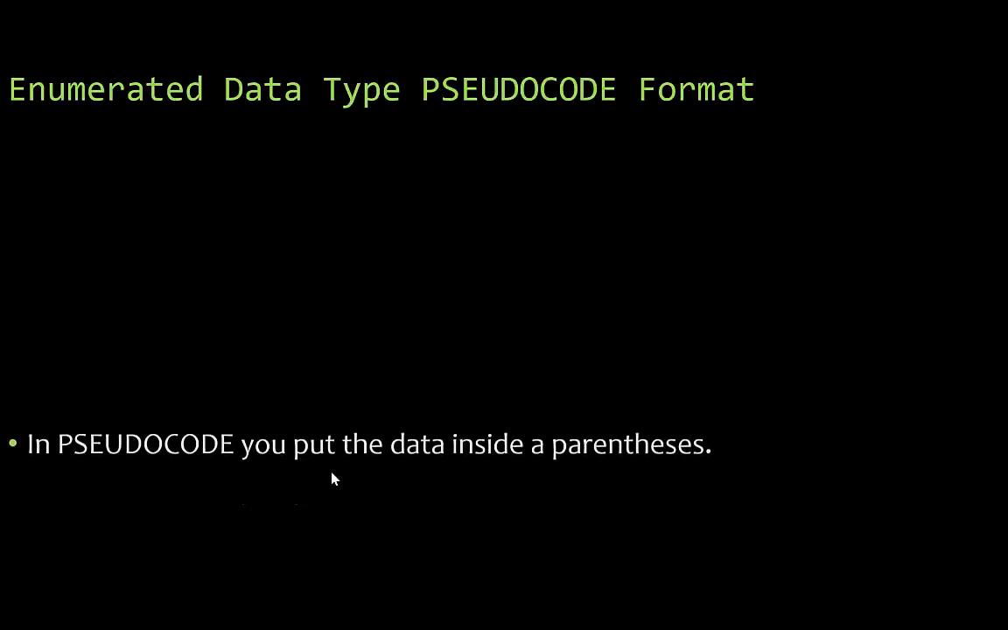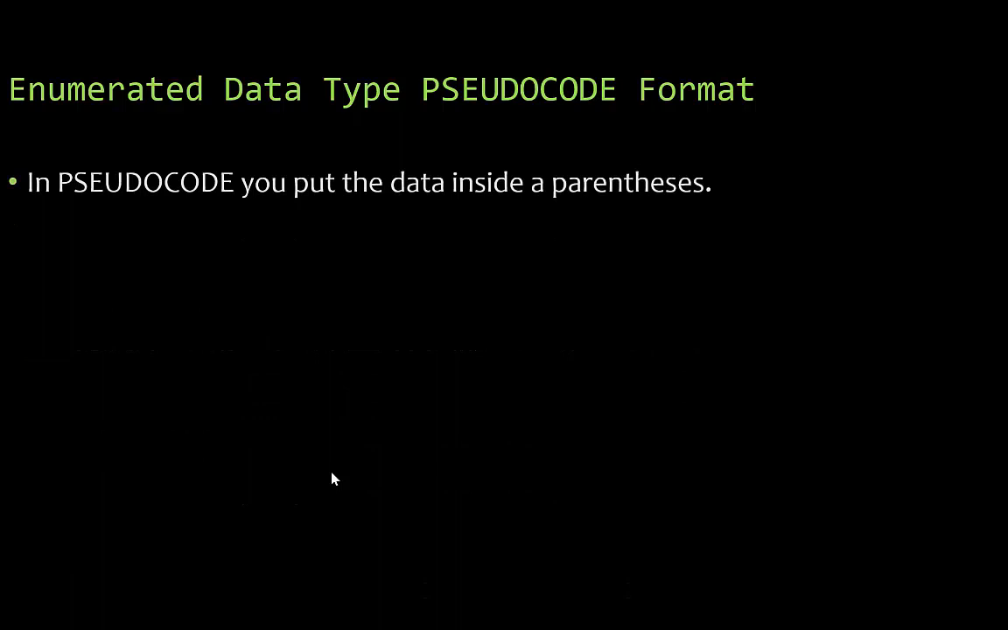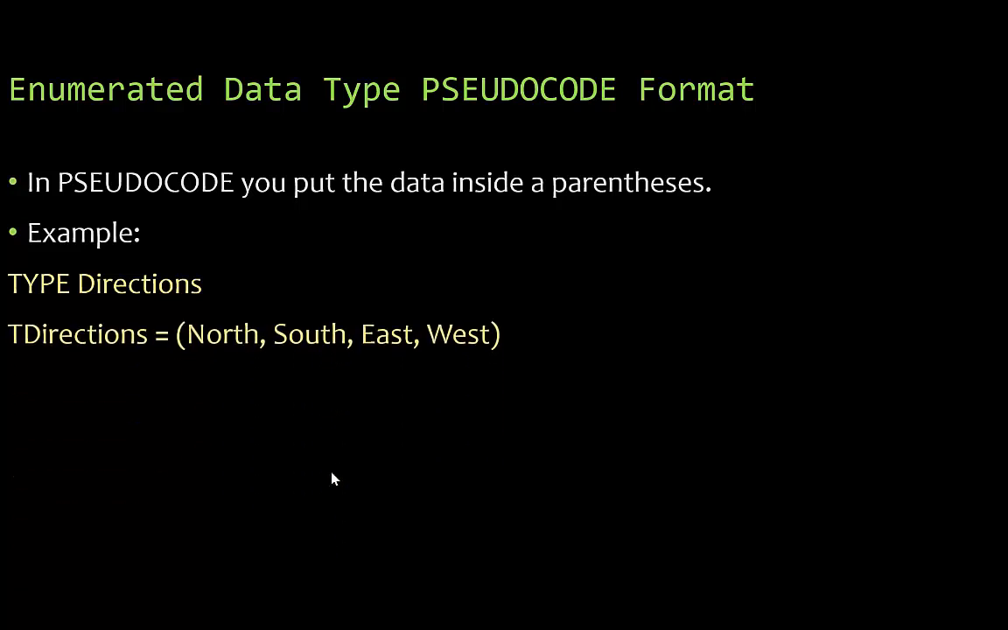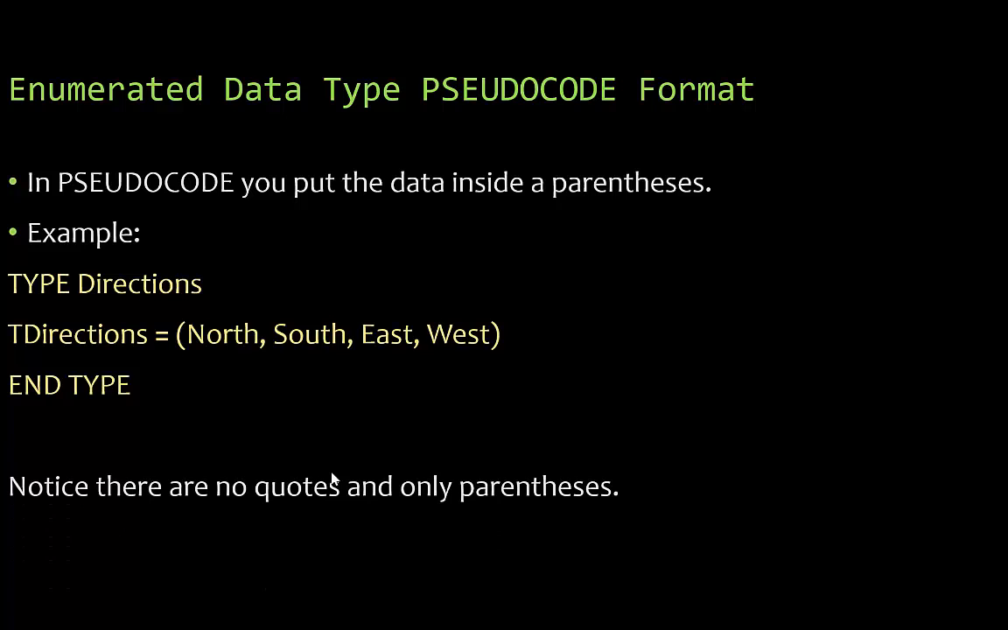Now, enumerated data type pseudocode. In pseudocode, you put the data inside parentheses. Here is an example. We have our data type called directions. Directions is not a pre-existing data type inside the program. Because we are creating our own custom data type called directions, we are creating an enumerated data type. Here are the directions. They consist of north, south, east, and west, and we store that in directions. And then we simply end the type, and our pseudocode is done. Notice there are no quotes here, only parentheses. The directions will only refer to north, south, east, and west.